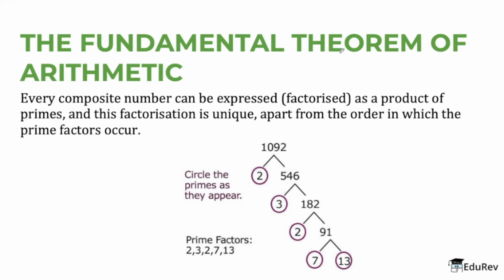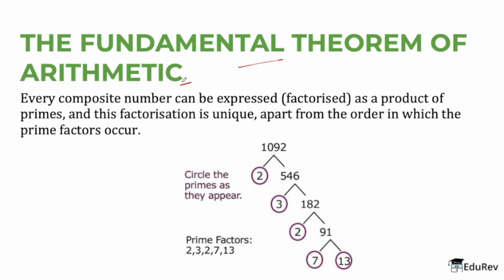Alright, so let's understand what is the fundamental theorem of arithmetic. The fundamental theorem of arithmetic states that every composite number can be expressed, or I would say factorized, as a product of primes, and this factorization should be unique apart from the order in which the prime factors occur.